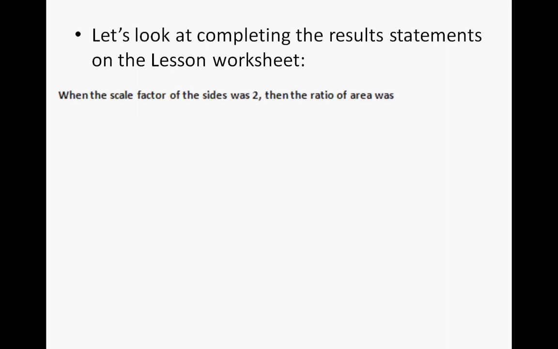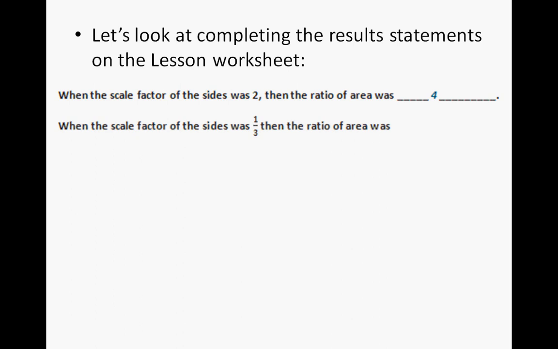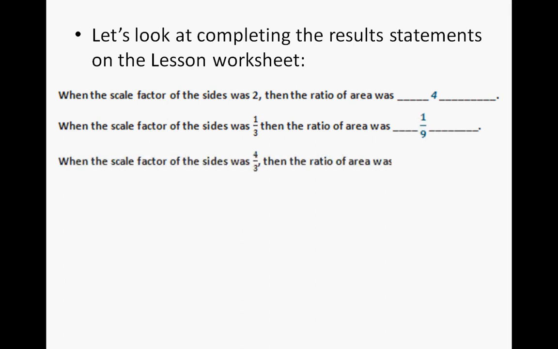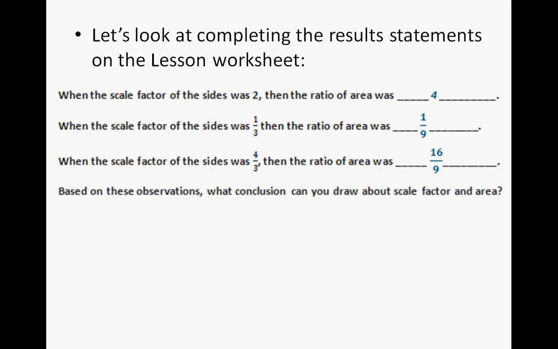When the scale factor of the sides was 2, then the ratio of the area was 4. When the scale factor of the sides was 1/3, the ratio of the area was 1/9. And when the scale factor of the sides was 4:3, or 4/3, then the ratio of the area was 16/9. So based on these observations, what conclusion can you draw about the scale factor and the area?